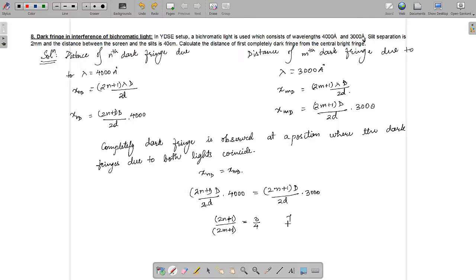So for any values of n and m, a completely dark fringe will not be obtained.